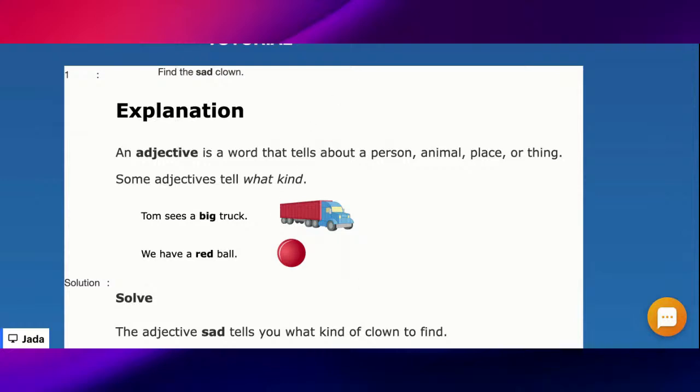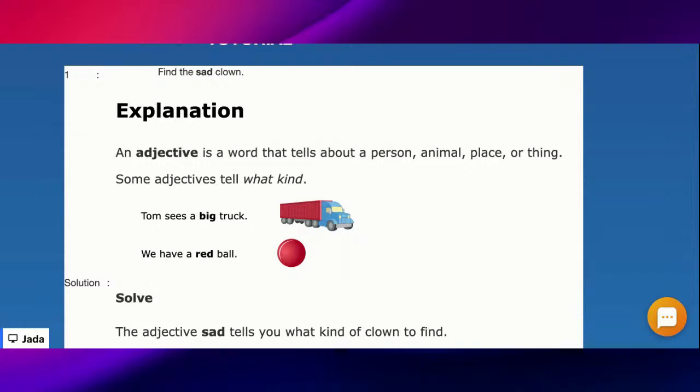Tom sees a big truck. So if I ask, what kind of truck did Tom see? You'd say that Tom saw the big truck. So now that's the adjective. It's joined together with the noun in the sentence. So an adjective most of the time tells us what kind. So we have a red ball. Red is the adjective.